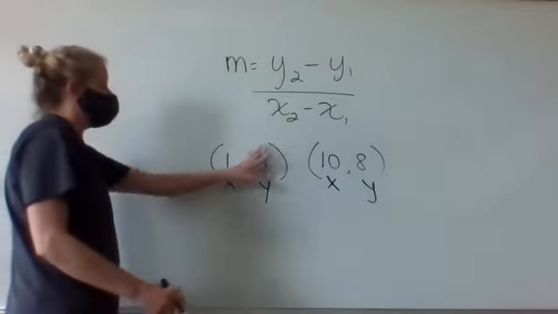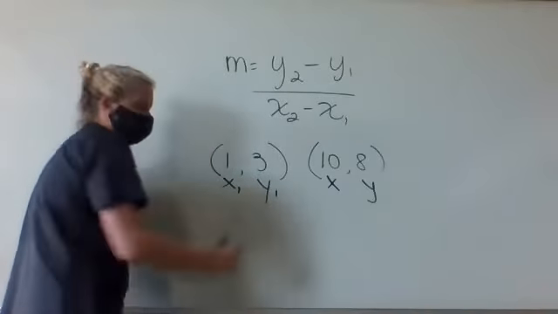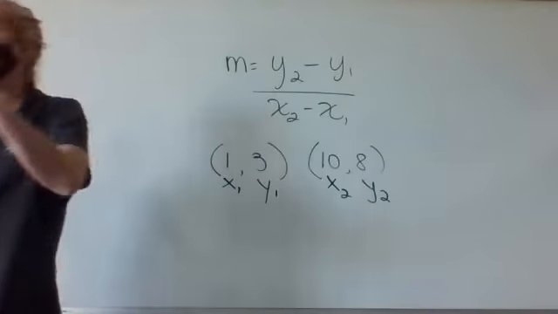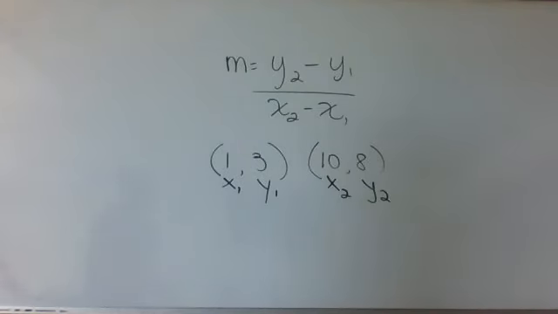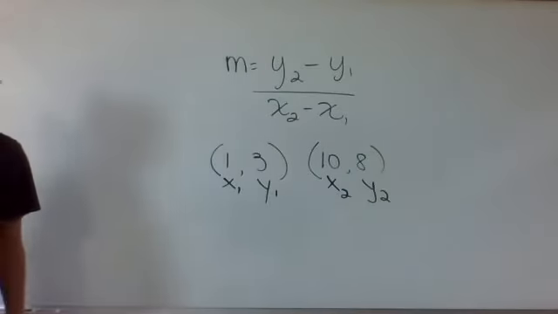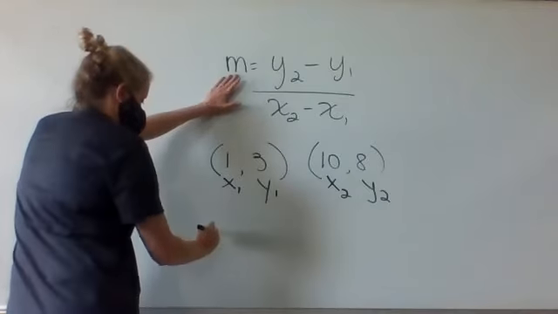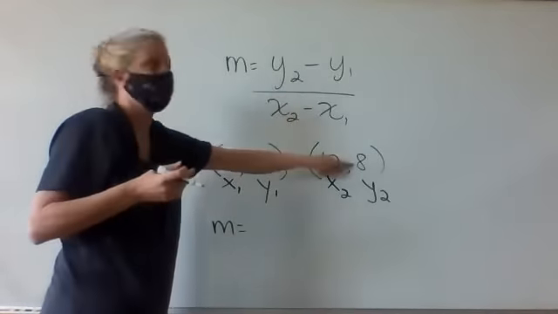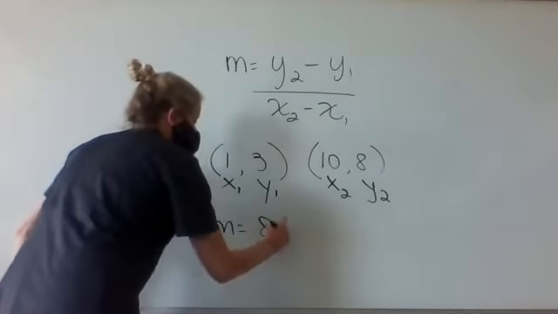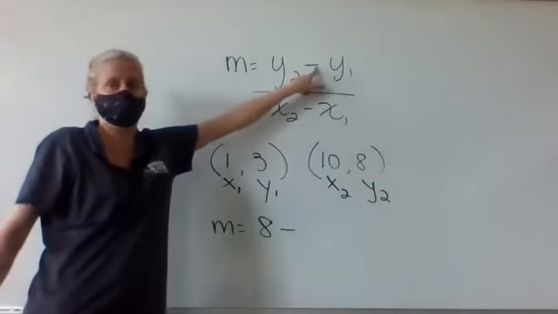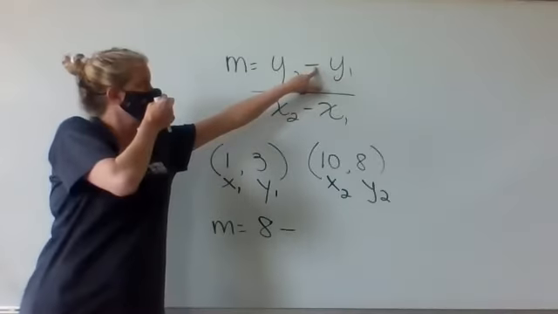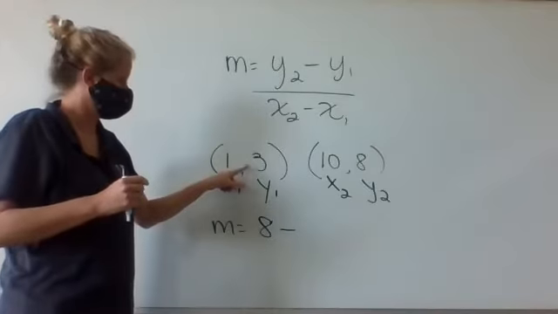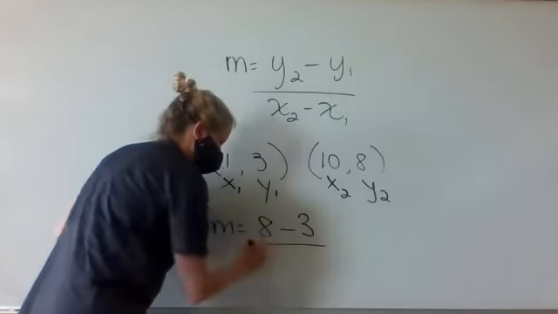Then just call one of your points your first point and give it the 1s. Call the other point your second point and give it the 2s. Now, when you go to plug into the formula, everything's labeled for you. So let's see. My slope is equal to, what number is in my second y position? 8. Go ahead and put your minus, because that's what the formula says. You are going to have a minus there. What's in your first y position? 3. I had that written down.